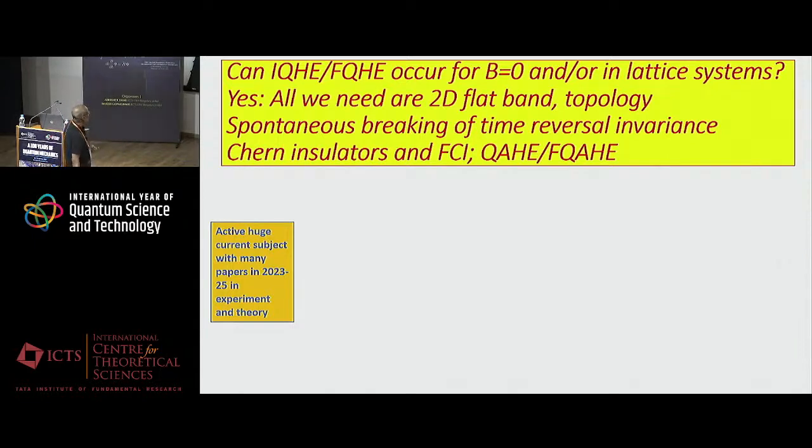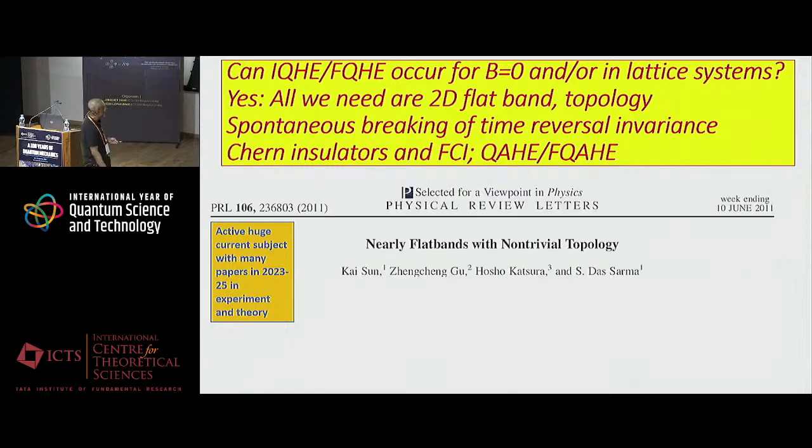and people ask that question: can integer quantum Hall effect occur at B equal to 0 or in a lattice system? The answer is yes. All you need is topology and spontaneous breaking of time reversal invariance. Now, this idea actually was around; 4 groups wrote papers. I don't know exactly how this happened. You're not talking to each other. 4 groups wrote papers together in 2010 or 11. I'll just show you our work, but there are 3 other papers, all different, all distinct.